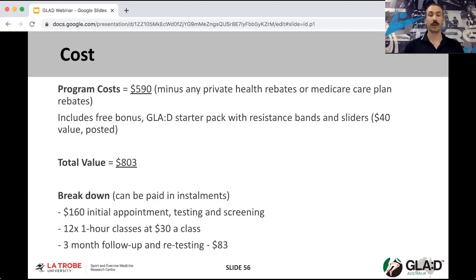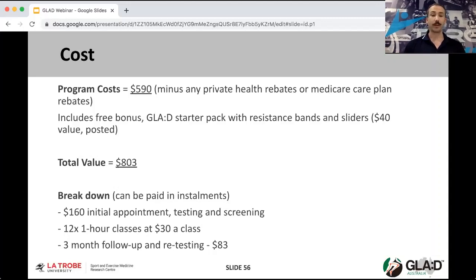It includes a bonus GLAD starter pack, which we'd post out to you if you're doing it purely online, with some resistance band and some sliders to do the exercises. The total value of the whole course is probably actually more than the $803 there, because that's based on a group class. If we did this individually at the average cost of $80 a session, that's $160 a week by 6 weeks, it'd be a hell of a lot more than $800 in value.